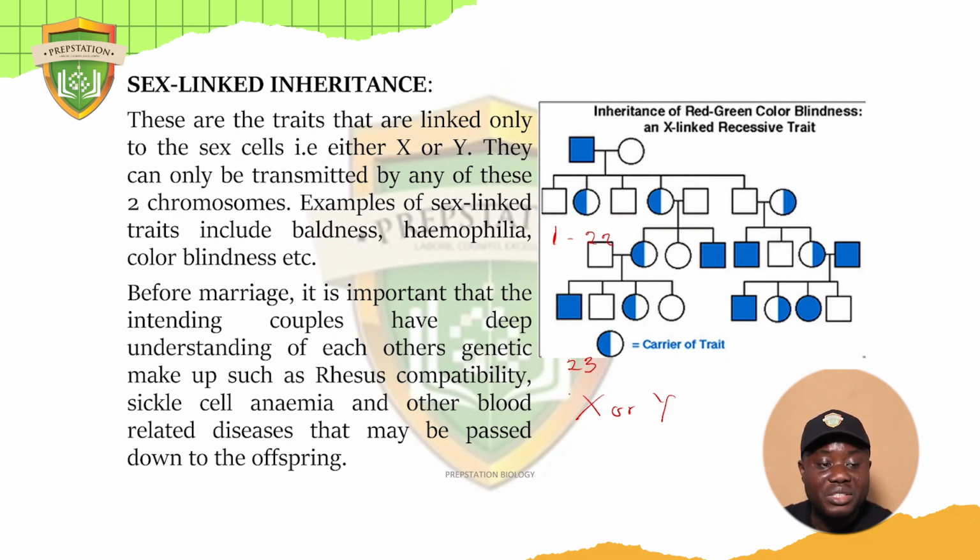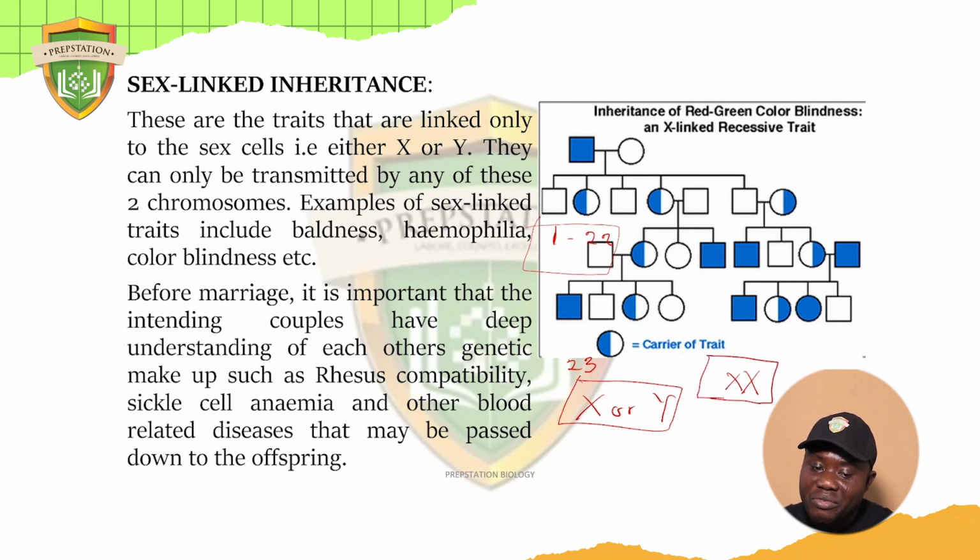Now, when you hear about sex-linked inheritance, they are inheritance that can only be transmitted by either X or Y chromosome. Please stay with me. This is very important. It can only be transmitted by either X or Y chromosome. Also pay attention. Most of these sex-linked inheritance are only transmitted by this chromosome, which is what? The mother. Are you with me now? They are transmitted by the mother.